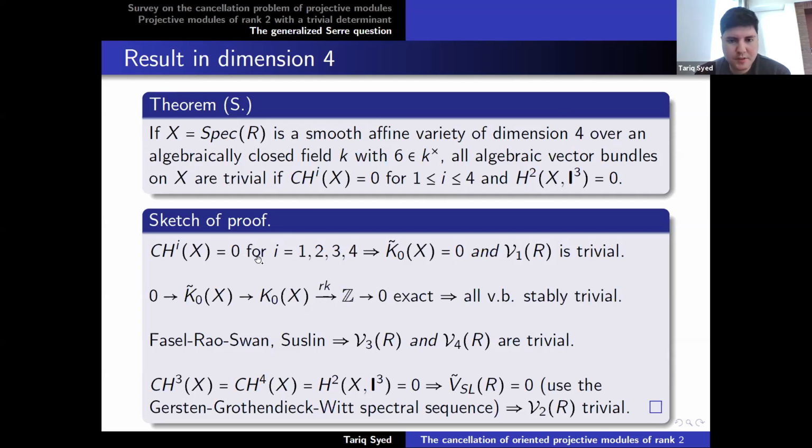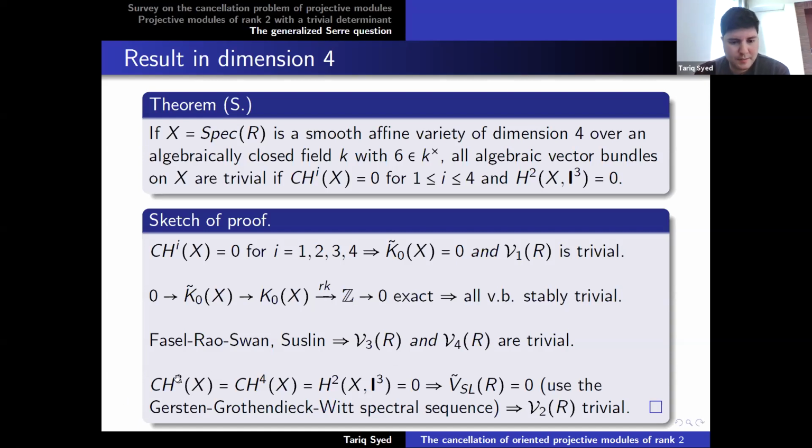Well, if all the Chow groups are trivial, it's well known, using Riemann-Roch without denominators, that reduced K0 is trivial, and Chow 1 is trivial, so line bundles are trivial. And because of this exact sequence, it follows from the triviality of this group that all vector bundles are stably trivial. So it's reduced to cancellation questions. Now, Fasel-Rao-Swan and Suslin's cancellation theorems imply immediately that V3 and V4 are trivial. And now it's basically only left to prove that V2 is trivial.